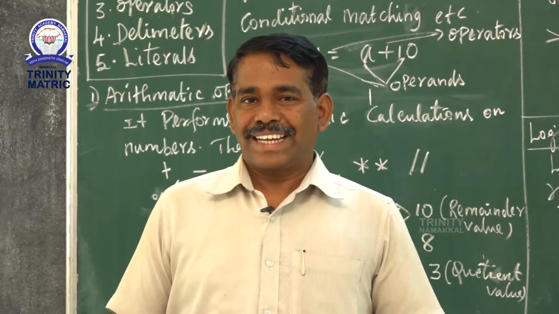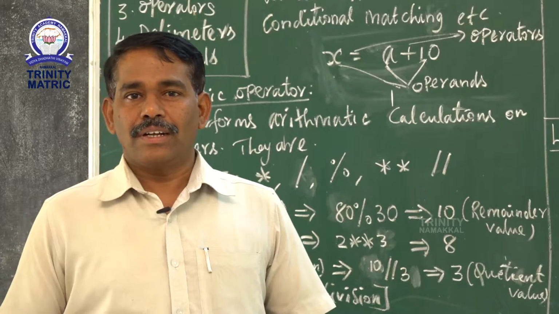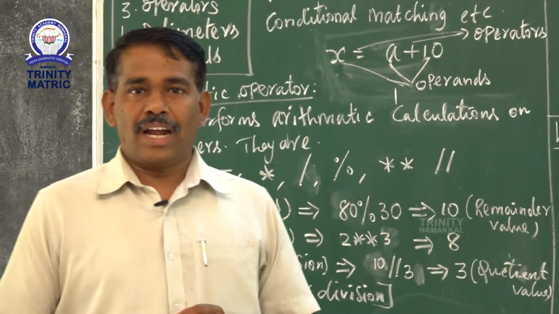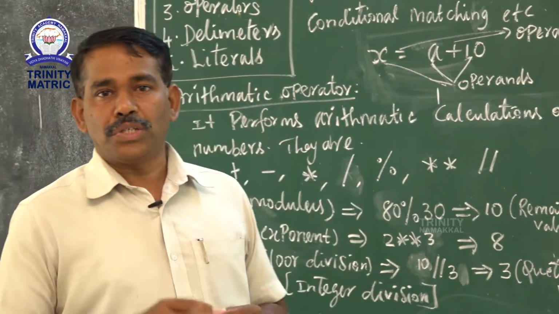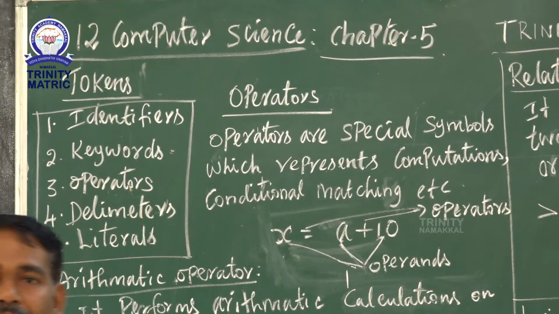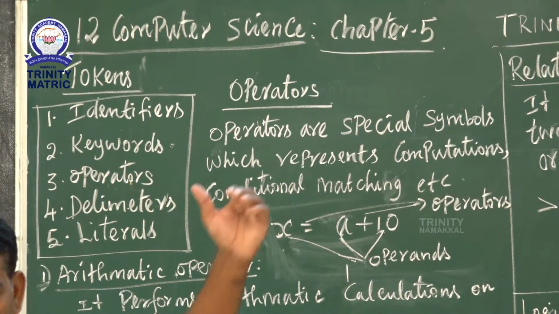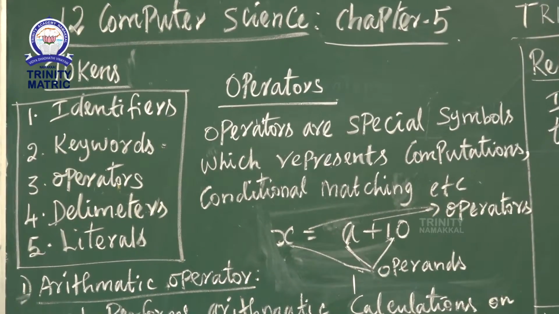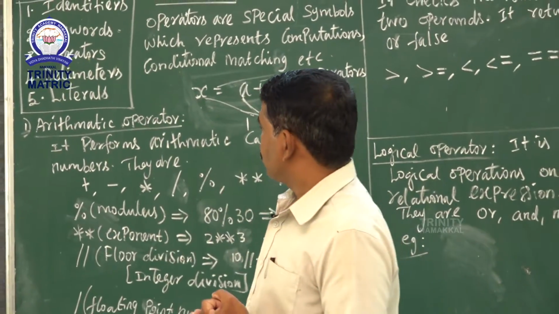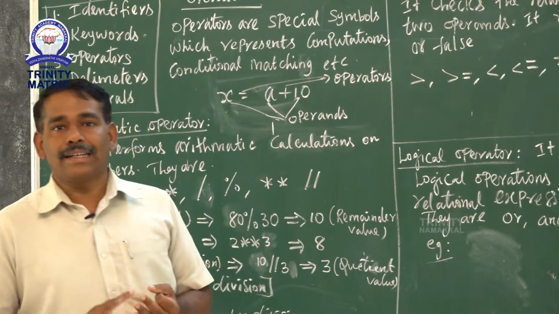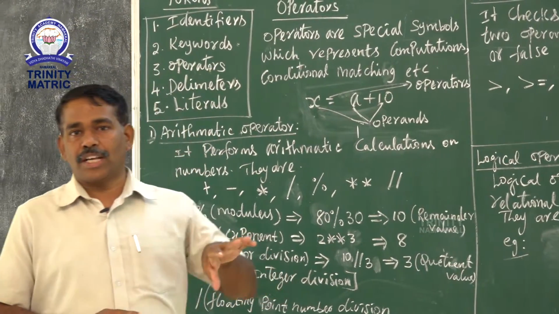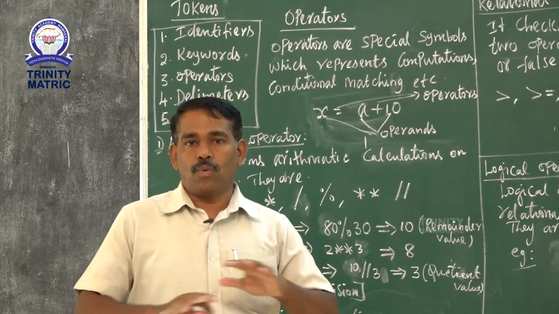So in the previous class we have learnt Python introduction, and in tokens only two types, identifier and keywords, we have learned in the previous class. On the continuation of those tokens, today we are going to learn operators, delimiters and literals, then data types. Up to these data types, this fifth lesson will be over.